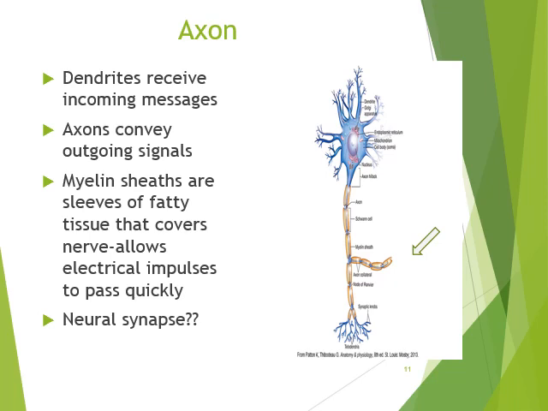So that's important to know. So I ask again here about the neural synapse. What is that again? It's the space between the dendrite and the axon, where the neurotransmitter helps the jump across that space. The neural synapse is a space.